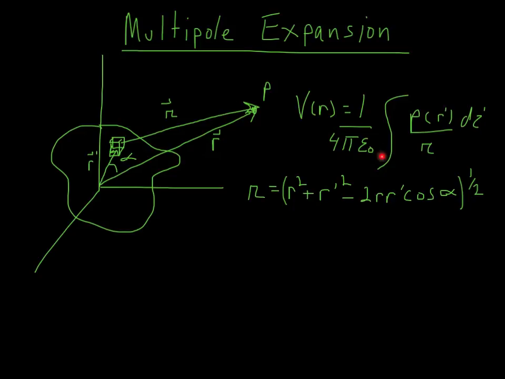This is our formula for potential. There are no vectors here. We don't have to worry about transforming spherical unit vectors into Cartesian components. All we need to worry about is what this R script is.